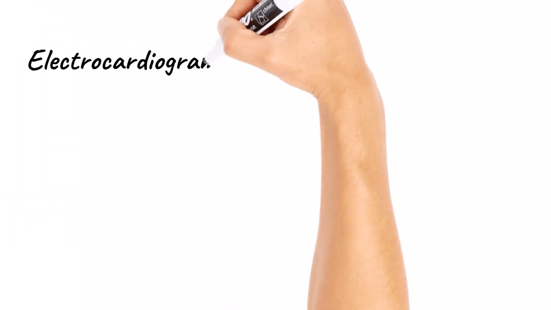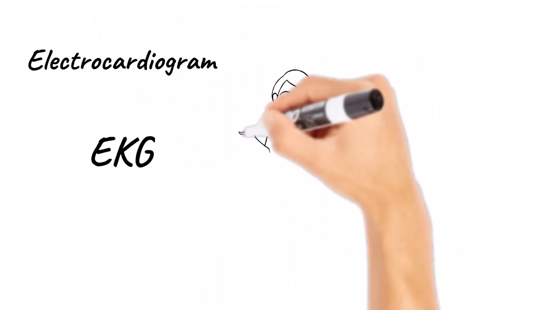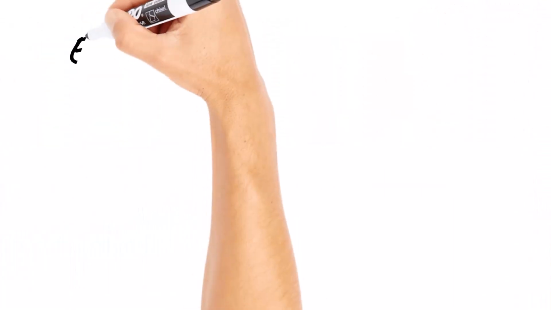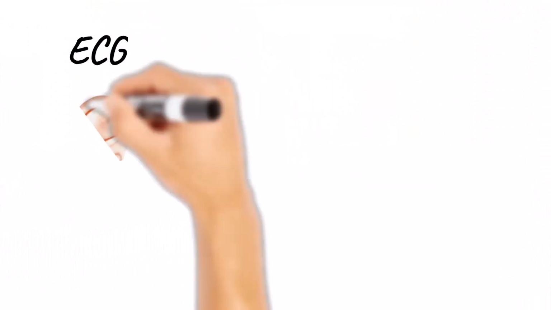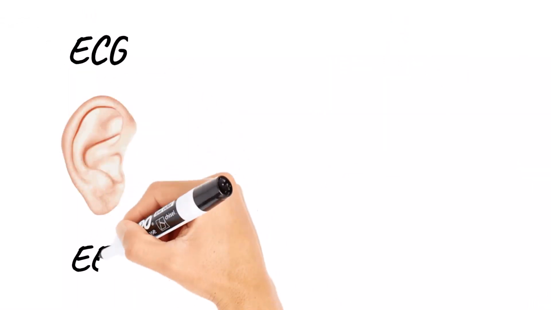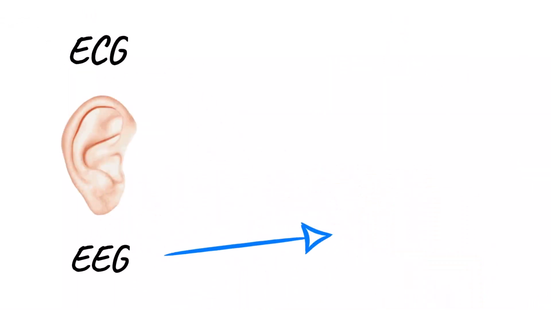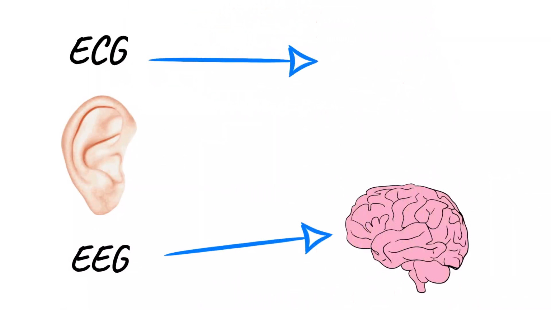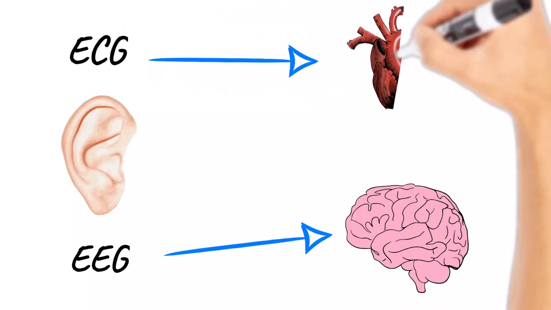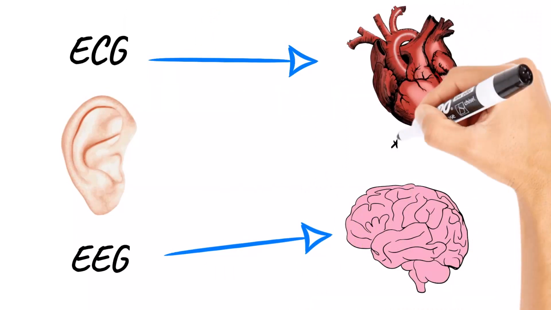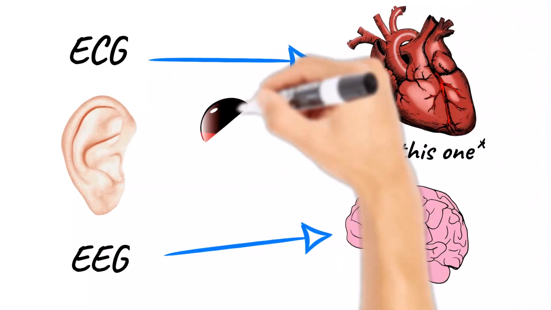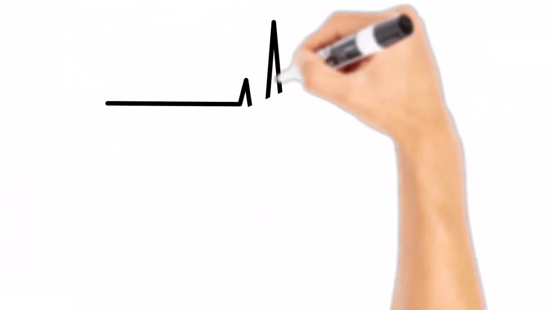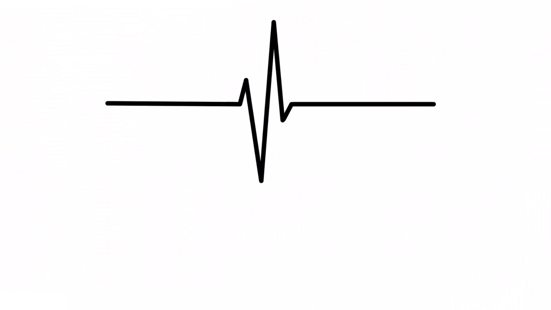The electrocardiogram is also referred to as an EKG. Why? There's no K in it. Well, sometimes ECG sounds like EEG, the abbreviation for electroencephalogram, which measures electrical activity in the brain. We need to make sure we're talking about the right body part, so sometimes EKG is used instead, which is the German spelling.